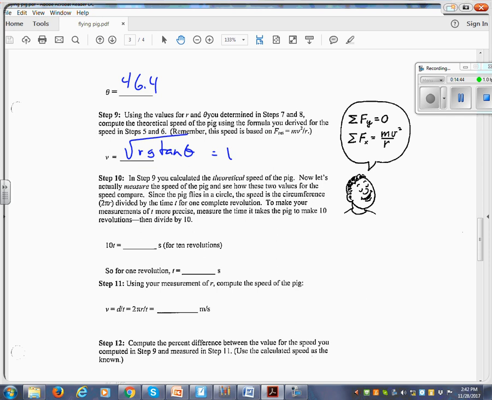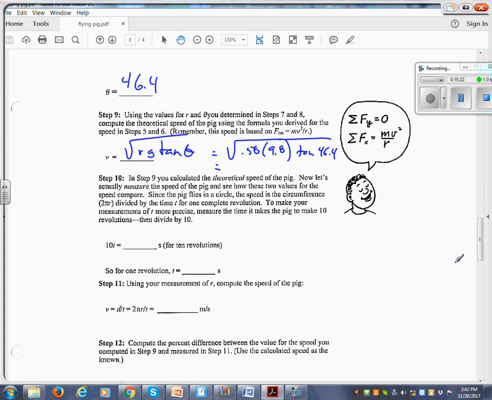Okay, so that's going to be the square root of, the radius was 0.58. G, of course, is, do I need a minus 9.8 in there? No. It's going to cause problems with my square root. Times tan 46.4. So let's do that. We're going to take the tan of that value that I just came up with, and then I'm going to multiply by 9.8 and multiply by 0.58, and then I'm going to take the square root of that. And I get 2.4 meters per second.